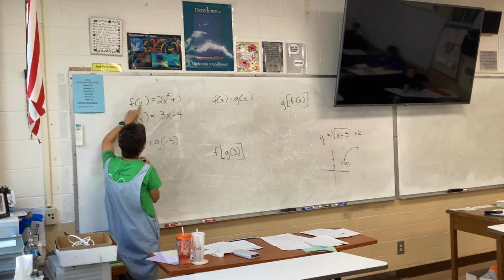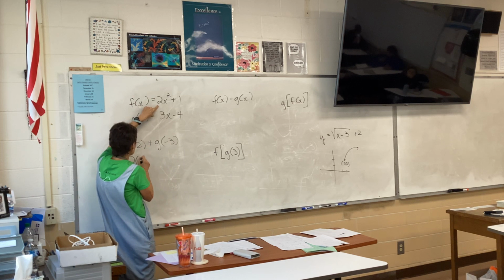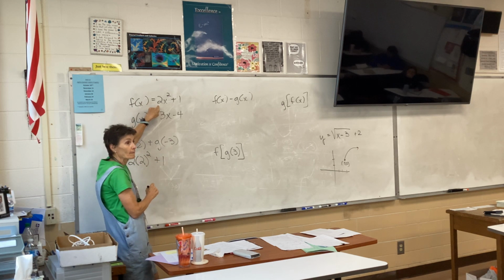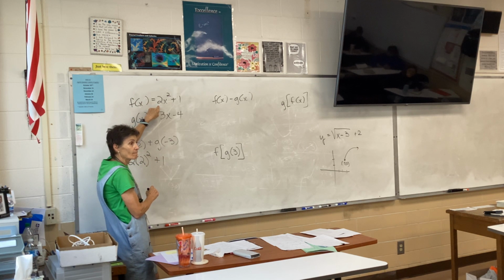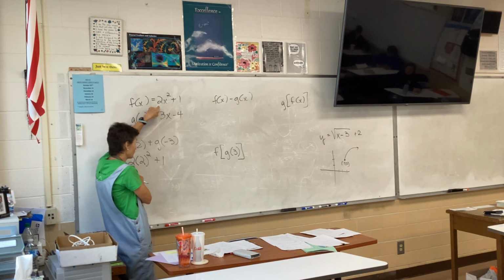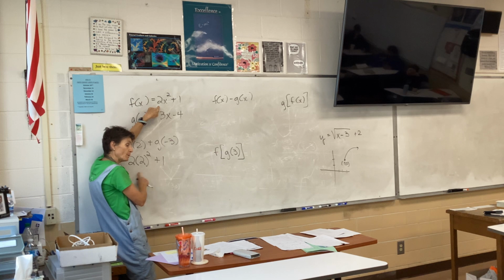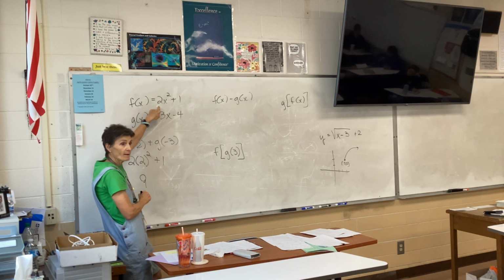So f of 2 will be 2 times 2 squared plus 1. Right, time out. Order of operations. What do I do first? 2 squared? Well, 2 squared is 4. Times 2 is 8. Plus 1 is 9. Everybody okay with that?